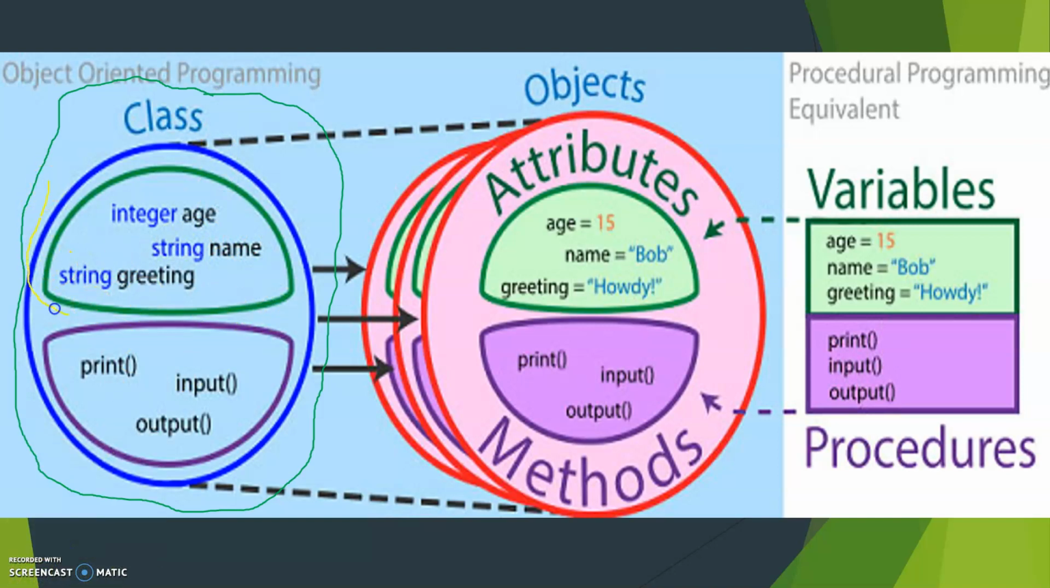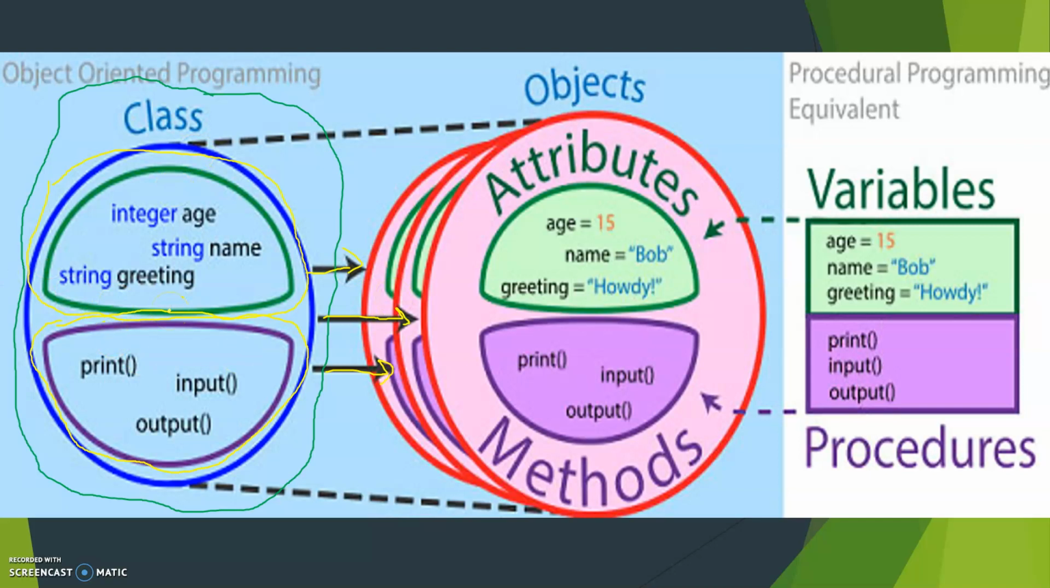We've got a set of variables at the top of the class, and then a set of methods or behaviors or procedures, or whatever you want to call them, in the bottom side of the class. And then from that we can make objects, which are basically instances of the class.